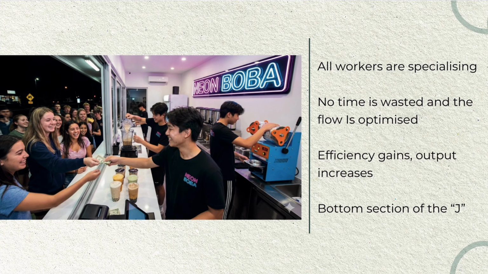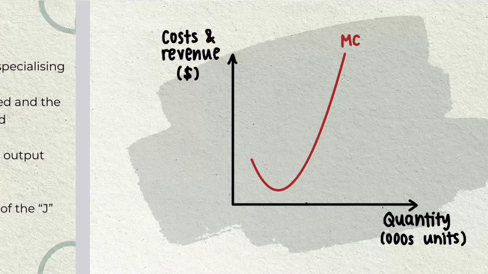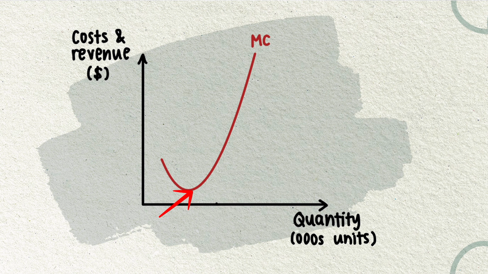Now, in the same example, you can see that there are more employees, and all workers here are specializing on their own equipment. You can see that there is no time wasted and the flow is optimized. As all employees are now specializing in their jobs, there are significant efficiency gains and output increases. In this scenario, this is where the bottom section of the J is achieved, which is here. As you can see, quantity has increased and the costs have also decreased.